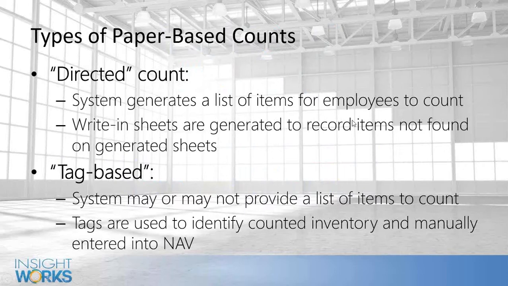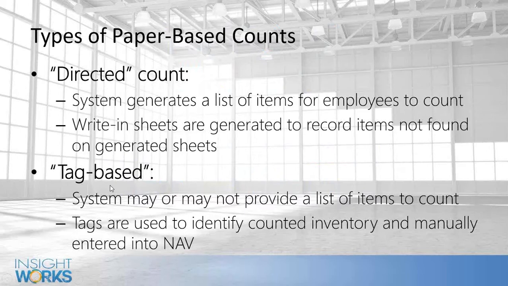If you have used the NAV physical inventory journal in the past, you'll calculate inventory, it'll give you a list of items, you print out the count sheets, people go fill in the quantities and hand it in. Well, that's a directed count. There is something we call a non-directed count where you just go in and basically write down everything you find, hand it in, and somebody can type that in. That's not that typical for paper-based, way too much data entry.